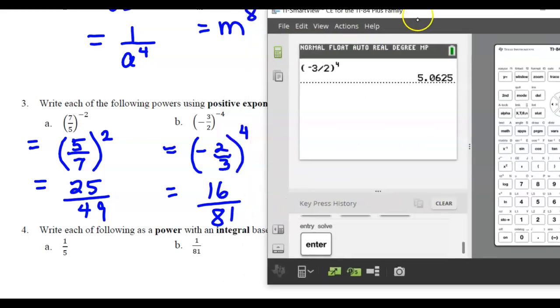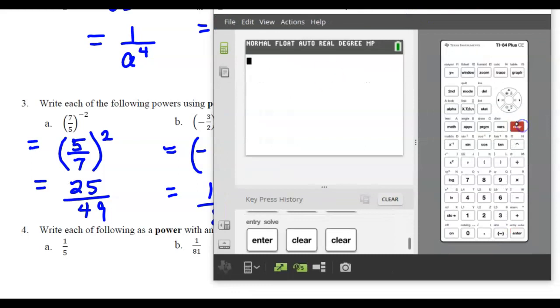What happened here? I put it in wrong. It didn't register my negative. Let's do this again. Bracket, negative 3, divide by 2, close the bracket, exponent, negative 4. I have to be careful on this calculator. There we go. There's the decimal form.